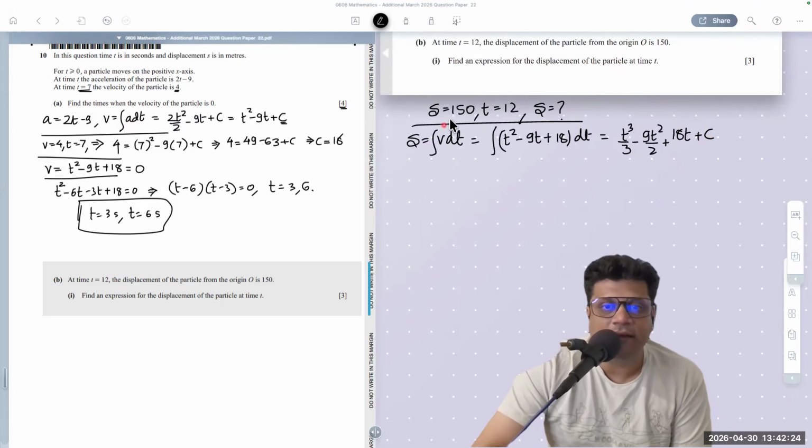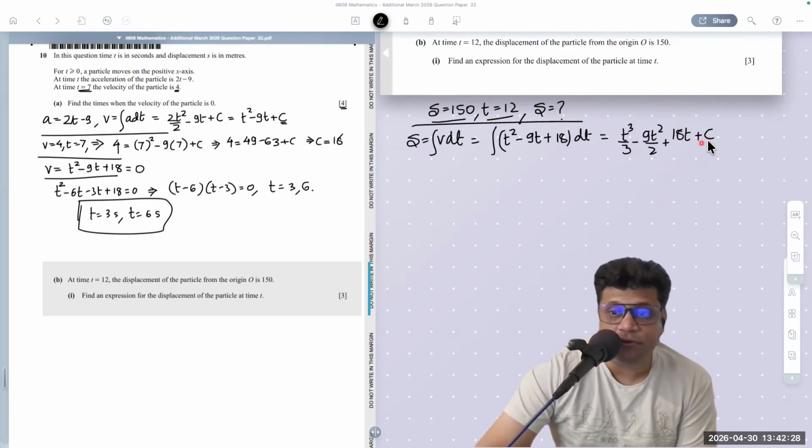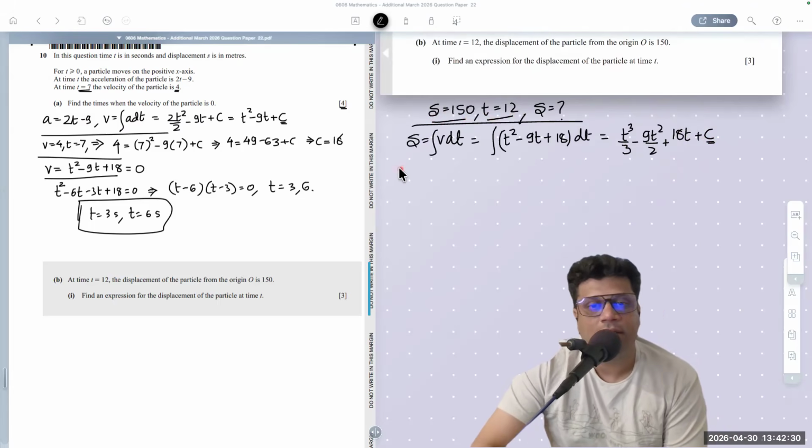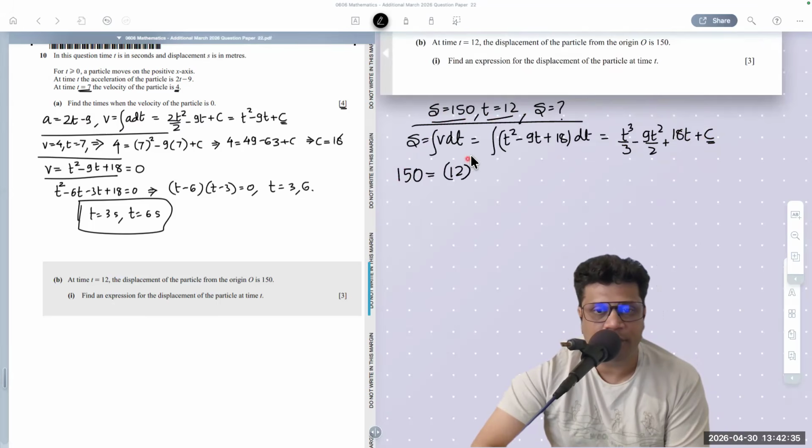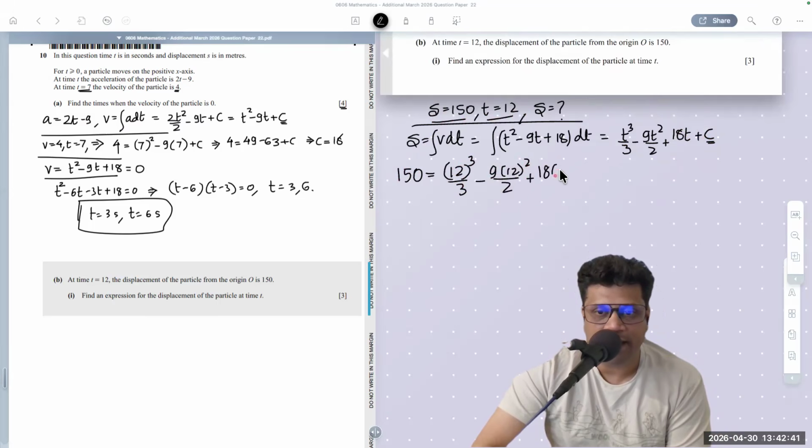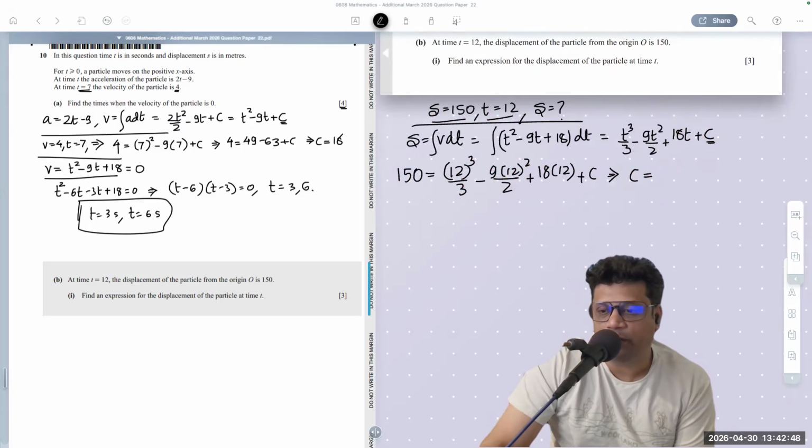And the fact that s is 150 when t is 12, I'm going to use that to find out c. So 150 equals 12 cubed by 3 minus 9 into 12 squared by 2 plus 18 times 12 plus c.